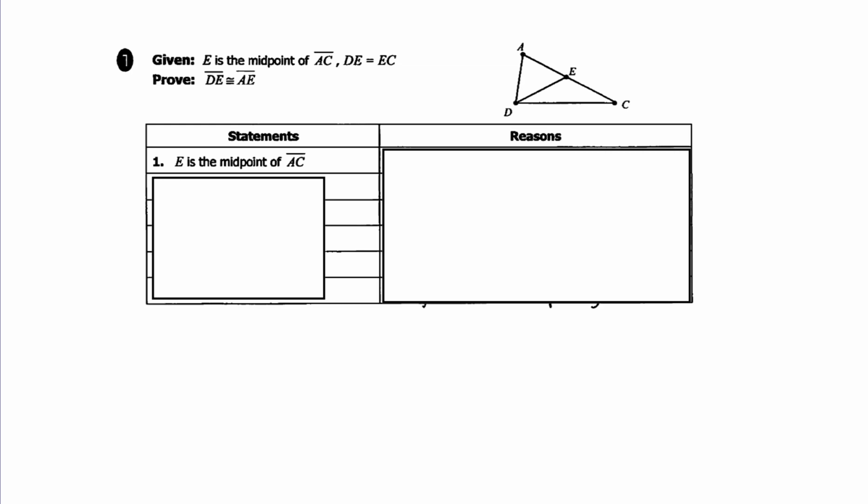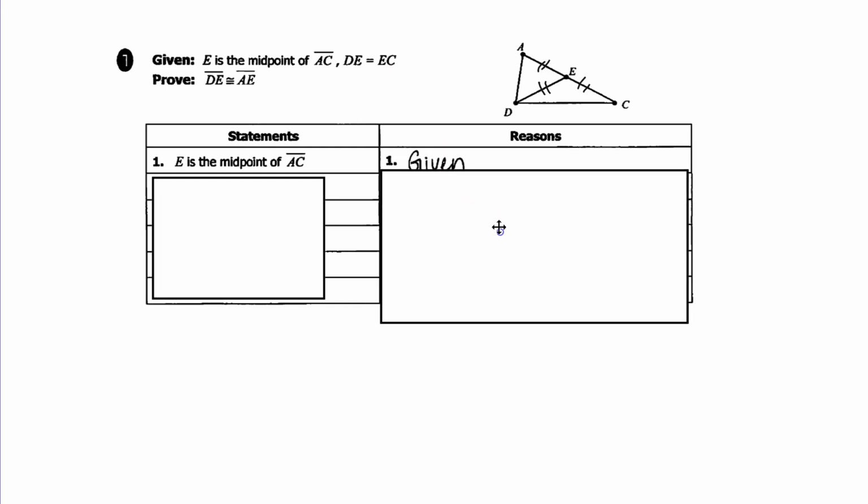All right, let's move on to number 7. Number 7, we have a triangle here, and it says that E is the midpoint of AC. So if E is the midpoint of AC, that means these two are equal, correct? And it says that DE equals EC. So DE equals EC. And that means that this is equal as well, correct?